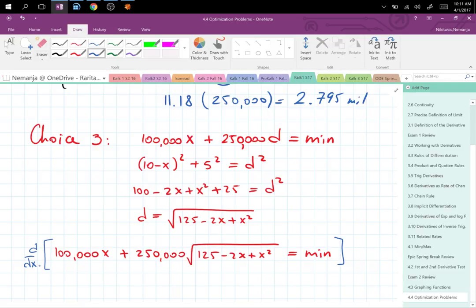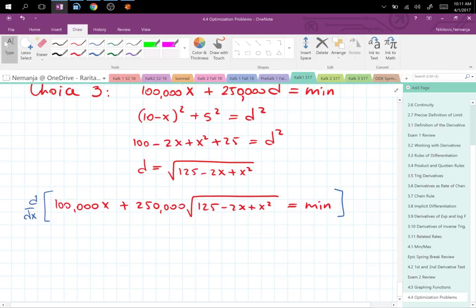I mean, you will have to, once you find x, utilize the equation to figure out d as well. All right, so let's see if we can take this derivative. It works out to be 100,000 plus 250,000. The derivative over here is 2, that's square root, and then on top I have the derivative of this, which is 2x minus 2.